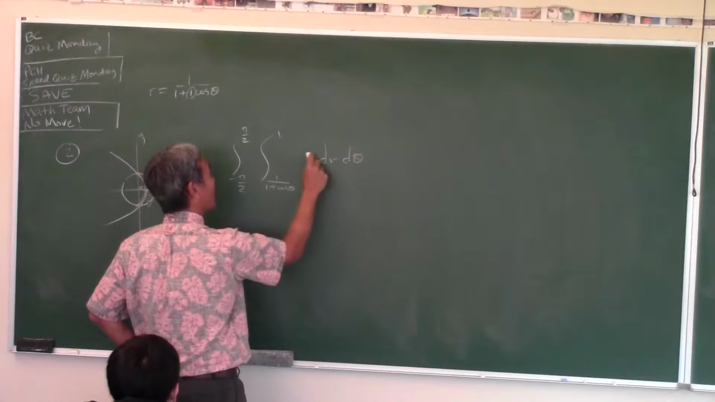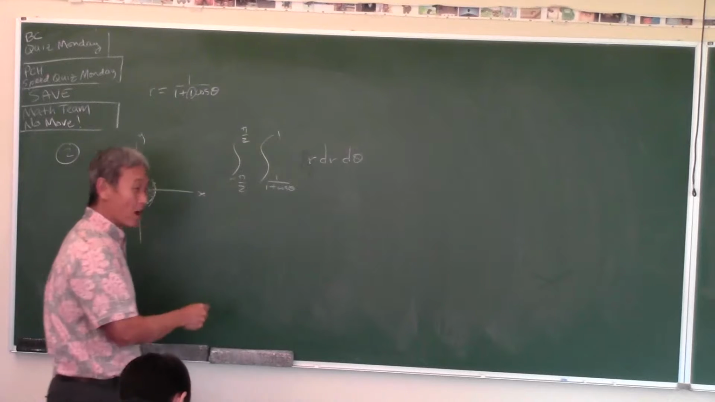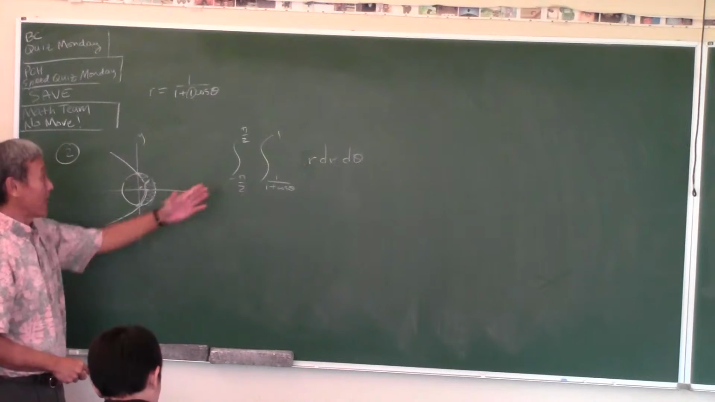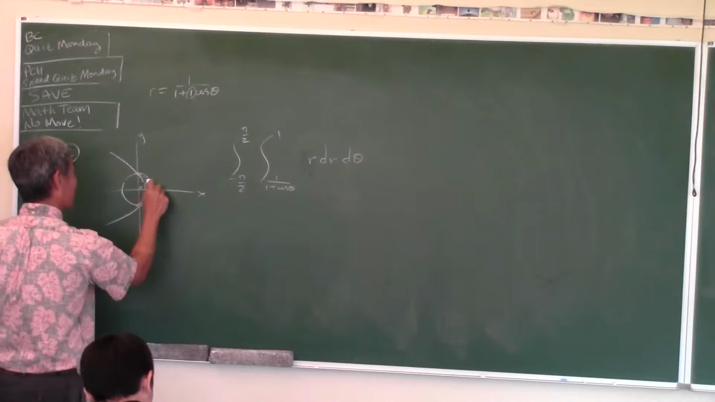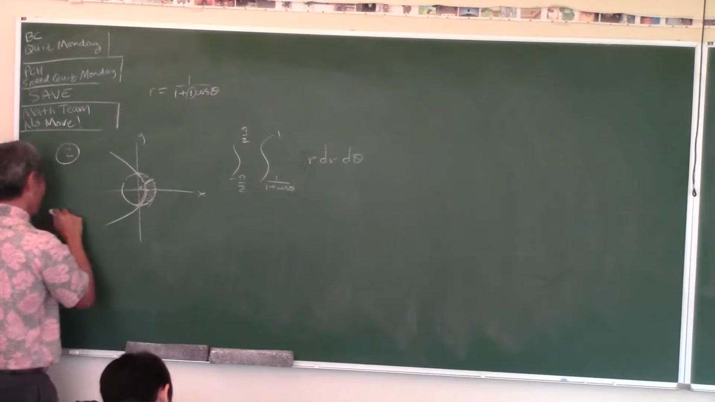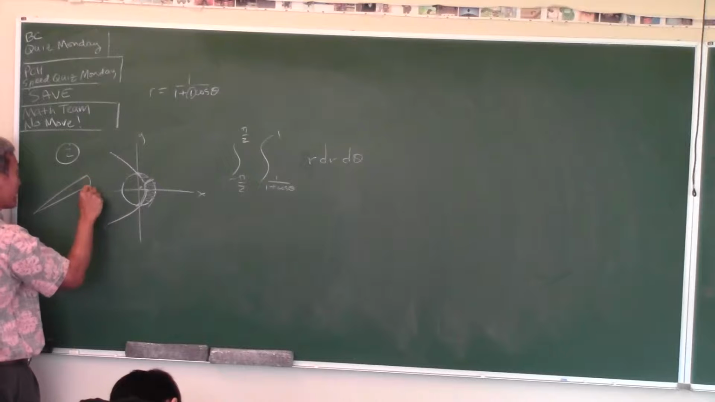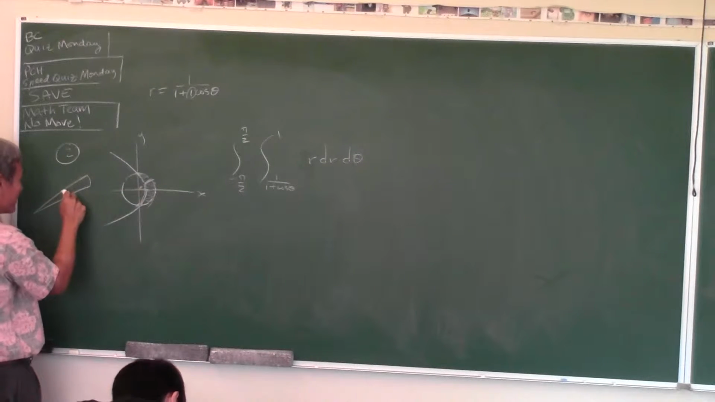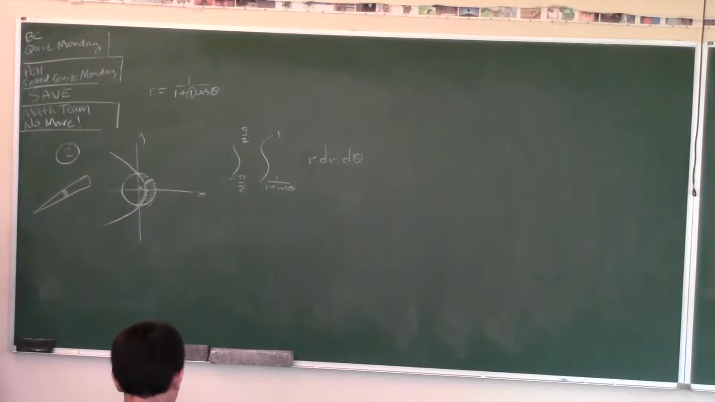Oh, we forgot the r. Duh. It's r dr d theta, so it's just going to be r dr d theta. Yeah, because if you remember the picture we drew yesterday, if you take a tiny rectangle like that, r dr d theta is the area of the tiny infinitesimally small rectangle.